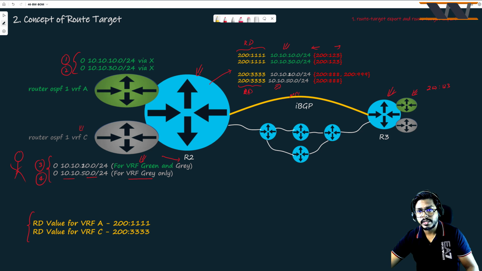Interesting. And this number is actually the RT value, which looks just like the same. The starting is AS and the ending number could be anything. So what I'm doing is giving the same RT value to both the routes of VRF A, which is 200:123. And that is what I'm saying: Mr. Green VRF, you need to import everything which has this RT. Now I'm taking the decision on the basis of RT. So green VRF is going to get route number 1 and route number 2 without any doubt.